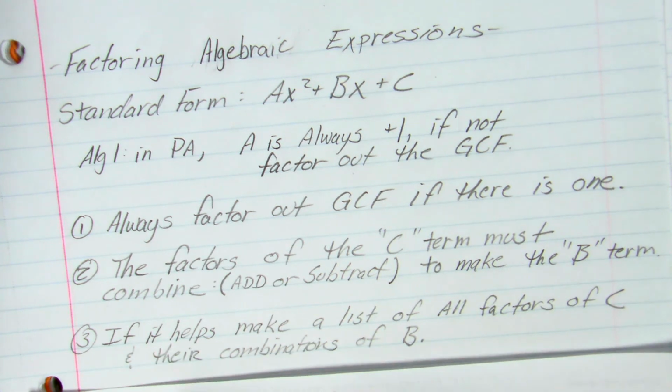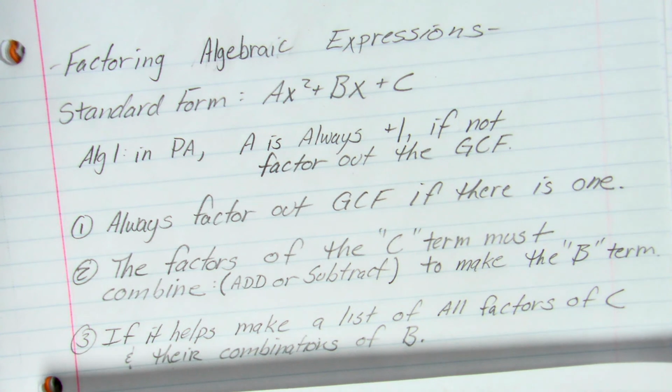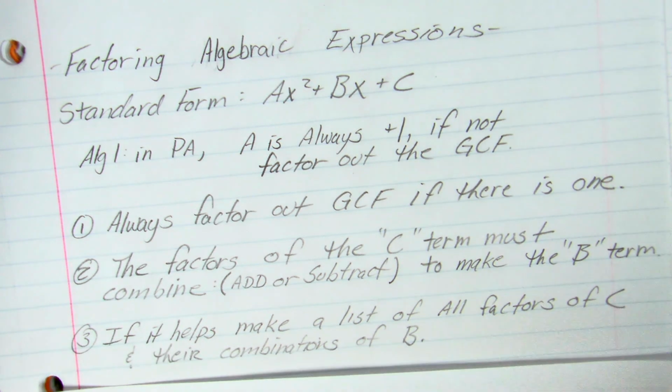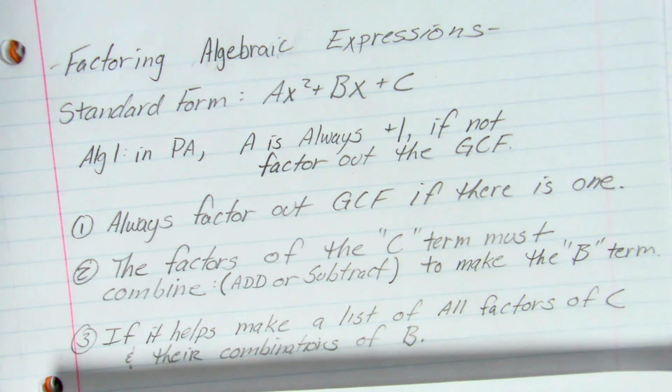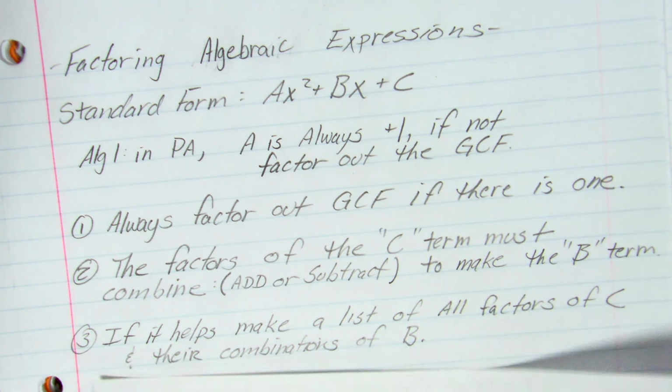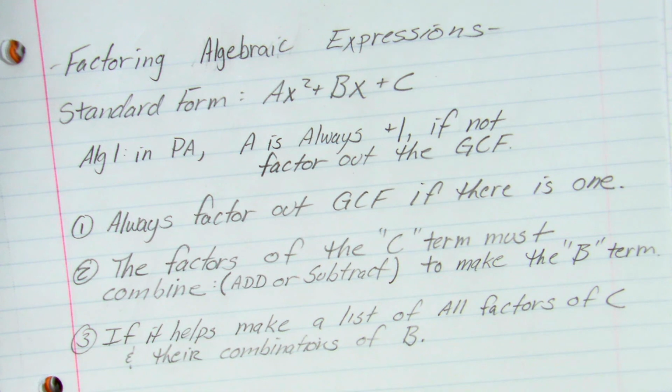When you're starting off, if it helps, I suggest you make a list of all the factors of c, and then right next to that, the combinations that they would create in order to make b. Again, these are just the lecture notes. If you're looking at this and you're not sure what I'm talking about, the next video will address everything. This is one of those topics where the more examples you see, the better off you're going to be. But at least you have the notes now, and you can go back and refer to them.